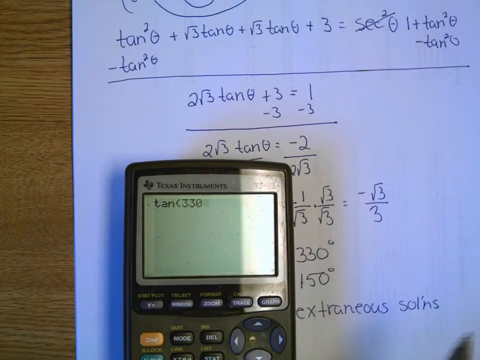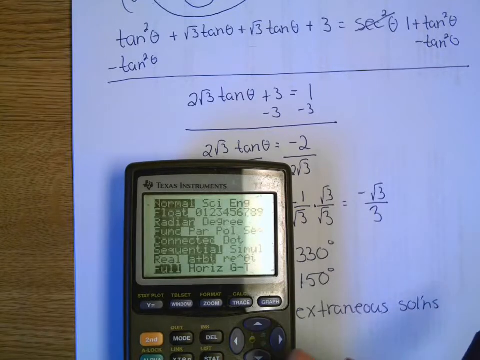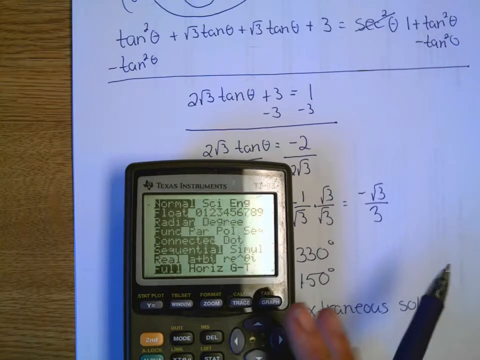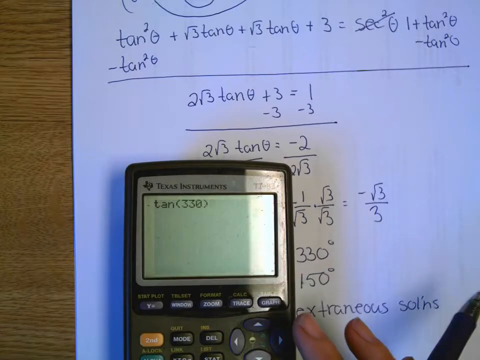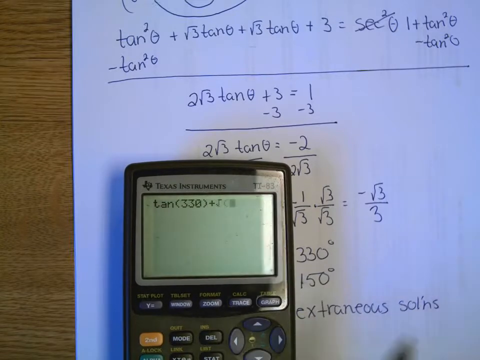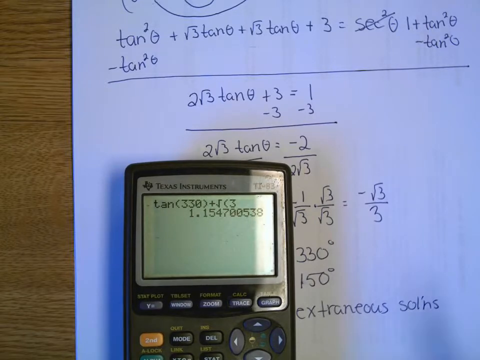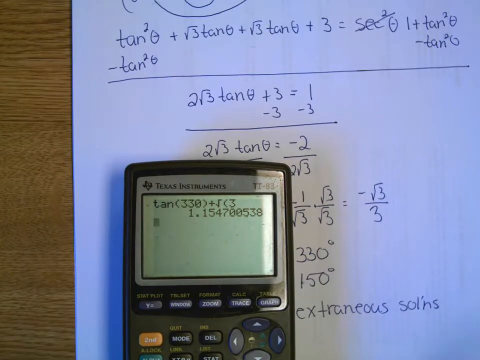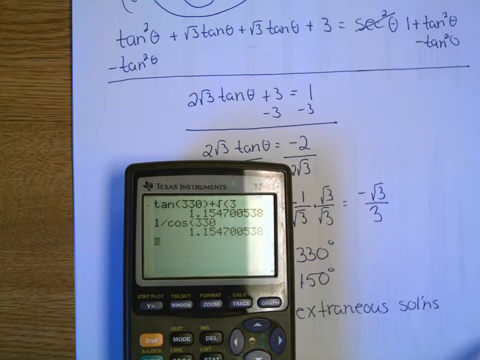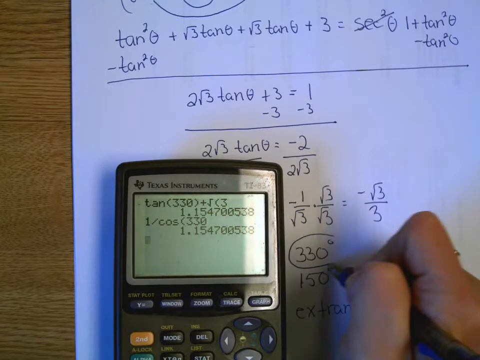I don't know what mode I'm in though. I'm in radians, that's not going to work for me. Degree. The tan of 330 plus the square root of 3. Okay? Now I'm going to check the right-hand side. I need the secant of 330. How do I get a secant? 1 divided by cosine of 330. Are they the same? Yes, so 330 works. We're going to keep this answer.